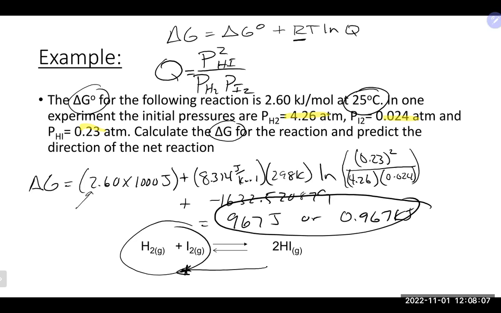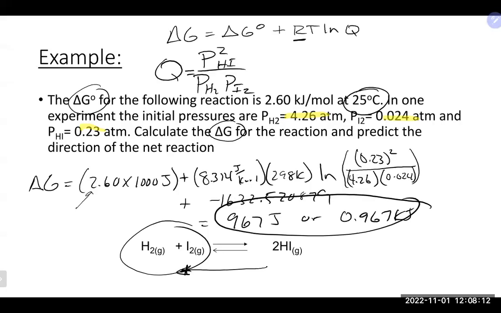Questions on thermodynamics? I think that is it. Delta S, delta G, delta H. Any questions on any of that stuff? Okay. That wraps up this chapter here, which is 16.